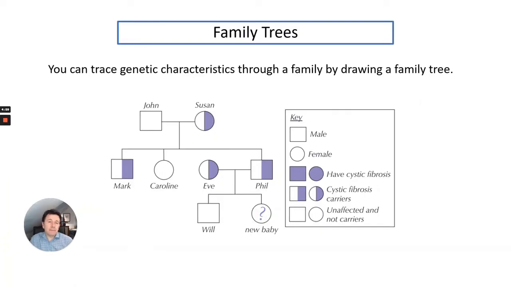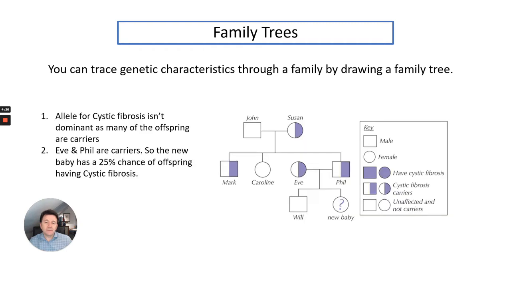Now, sometimes in the exam, they will show you a family tree. These can trace genetic characteristics through a family. You can see from here that the initial parents, John and Susan, so Susan is a carrier, and you can see their offspring, Mark, Caroline and Phil. Caroline is unaffected, whereas Mark and Phil are carriers. Then Phil gets together with Eve, and they're both carriers. So the question is, what's the chance of their new baby having cystic fibrosis?